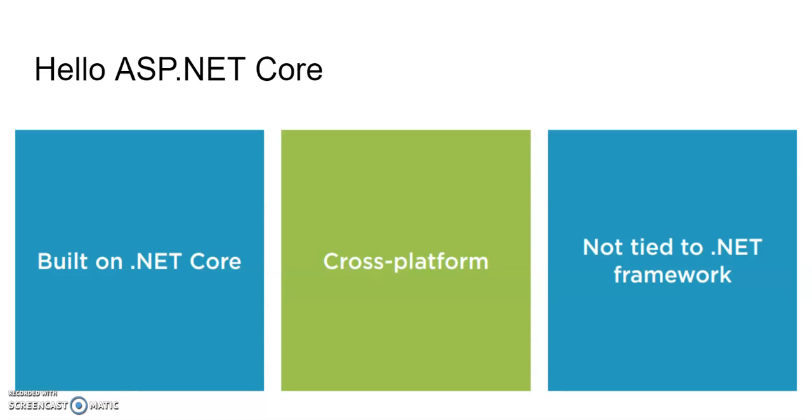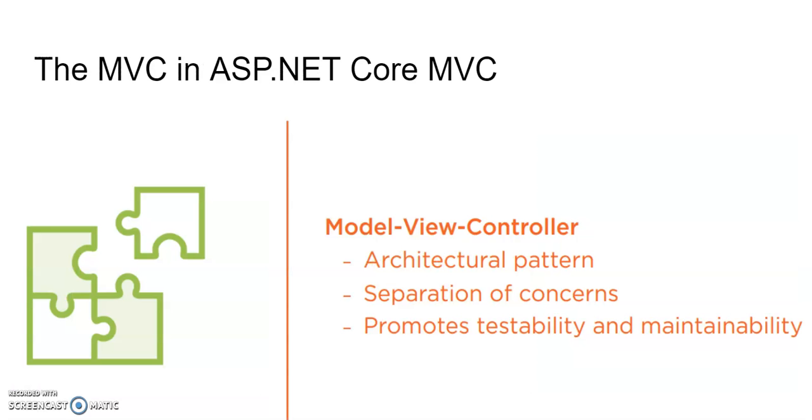ASP.NET Core is a platform that we use to build our application on top of. ASP.NET Core MVC is a framework that we use to write applications. MVC in this context is a framework. The name of the framework comes from a common pattern, the MVC pattern, or in full, the Model View Controller pattern.